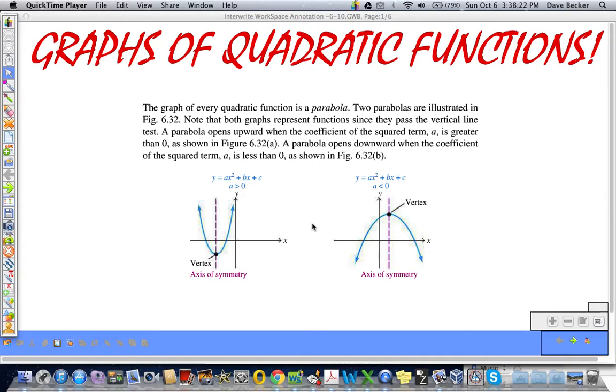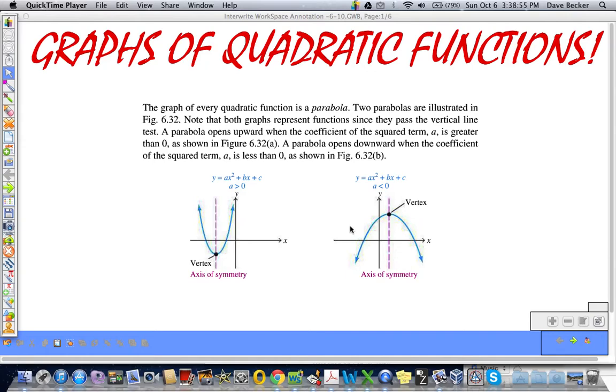And parabolas are symmetric. That is, they have the exact same shape on either side of a line, which we call the axis of symmetry. Here it is right here. It splits the parabola exactly in half, so this side is the mirror image of this side. Same thing if the parabola opens down. We have the axis of symmetry, and the graph on this side is the mirror image of the graph on this side, exactly the same.